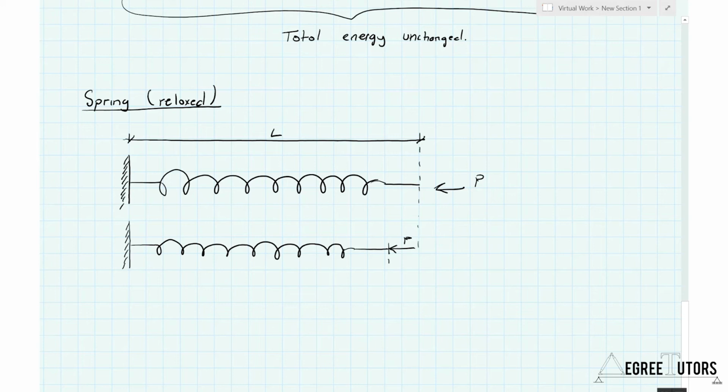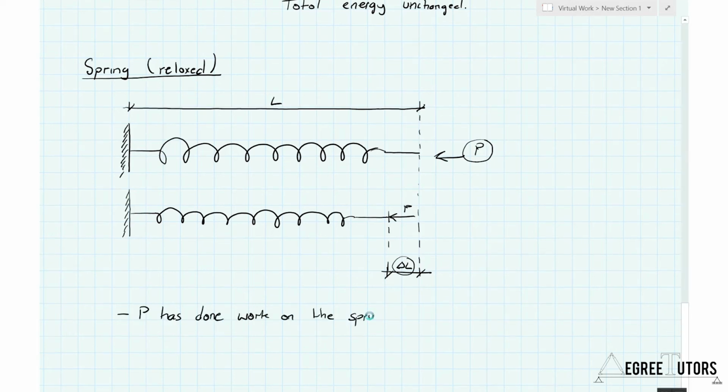So we can see that there is a change in length in the spring, which is delta L. Okay, so now after our preceding discussion, we can see that that force P has moved to the left through a distance delta L. So P has done work on the spring. So that work W is equal to P times delta L. And again, let's just remind ourselves that it has units of Newton meters or joules.